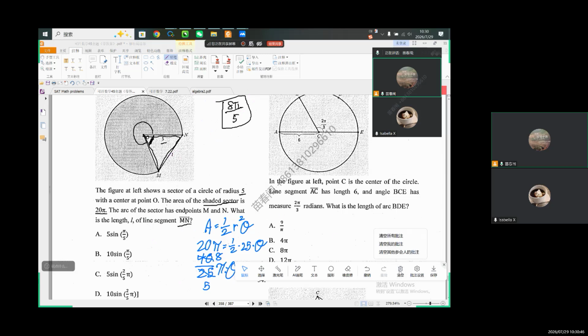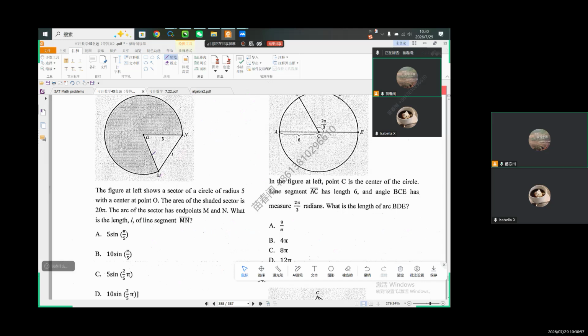If I can find the other angle, MON, what's this angle? So I can know more about this triangle. How do you find that angle? Remember, we just found this one is 8 pi over 5, right? What is this angle then? It's 2 pi minus 8 pi over 5. Yes, it's 2 pi over 5. Yes.